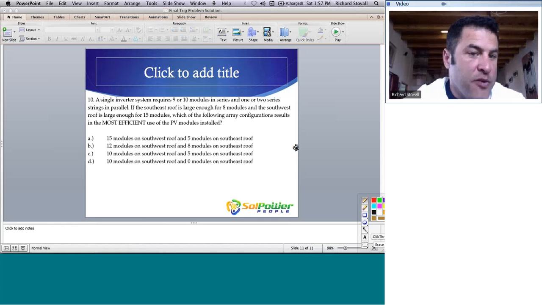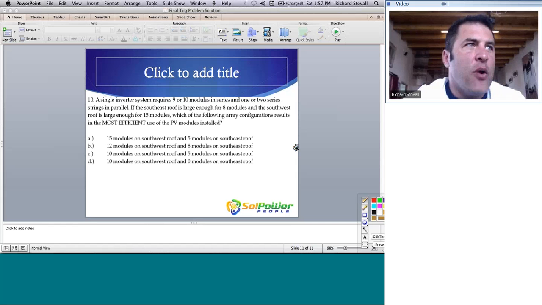Number C, 10 modules on the southwest group and 5 modules on the southeast group. I don't even know how the system works, because in that case you don't have enough modules to produce two strings. Even if they're broken up, you're not getting the voltage that you need. So again, it's a flawed solution. So the only thing that makes sense in this case is to have 10 modules on the southwest group and 0 modules on the southeast group. Okay.